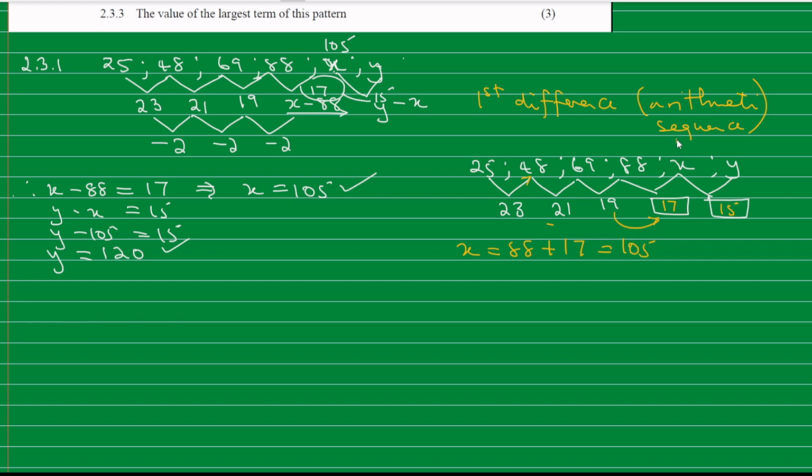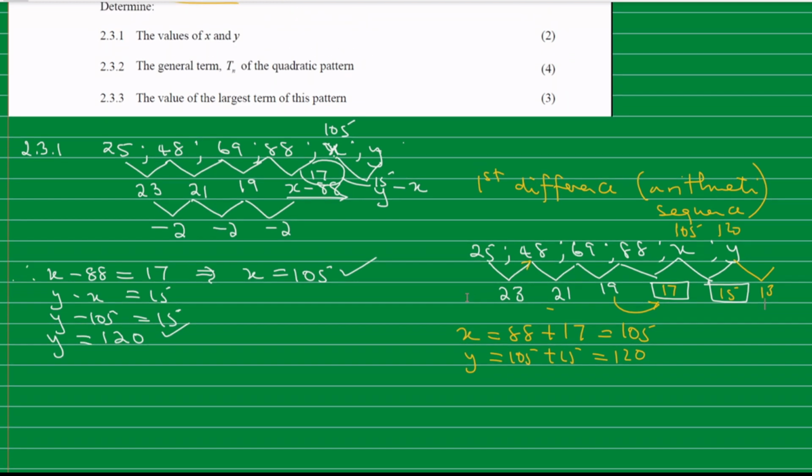After getting the 105, I put it here. So 105 plus the 15 will give us your y. Your y will be 105 plus 15, which will give you 120. The next term will be 120 plus 15 minus 2, that one will be 13, and so on and so on. That's how you can get the values from there. So that is the answer to that question.